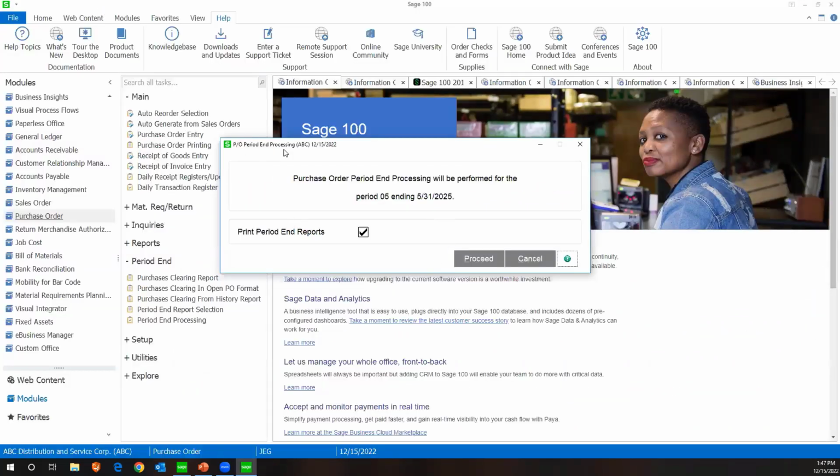When you go to any of these period end processing screens, and I happen to be in purchase order, it'll tell you for that module you'll be performing period end on a date. It's getting this period from that module's setup options for the current period, and it's getting the ending date from general ledger fiscal year maintenance that we talked about before. Okay.